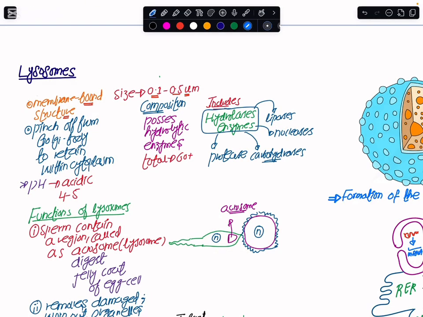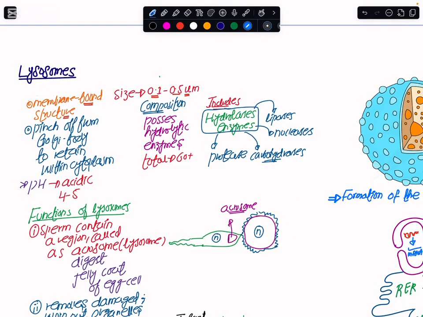Since in the last class we started discussing the organelles that we have within the animal cell, in today's class we would further look at two major cellular structures within the animal cells. Among them we would be talking about the lysosomes, and then we would be discussing the mitochondria. You know it very well from the previous classes that the mitochondria are the powerhouses of the cells because they generate the energy.